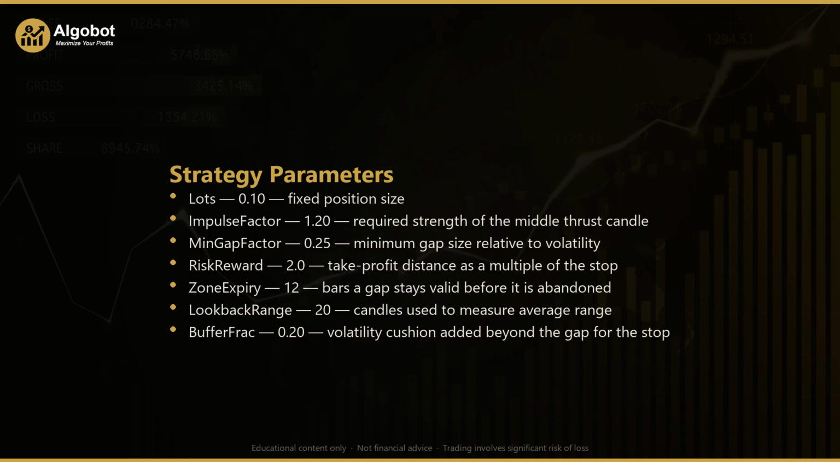Finally, buffer fraction defaults to 0.2. This adds a small cushion below or above the gap when placing the stop, again scaled by volatility, to avoid being wicked out by noise. Always test changes on historical data before going live.